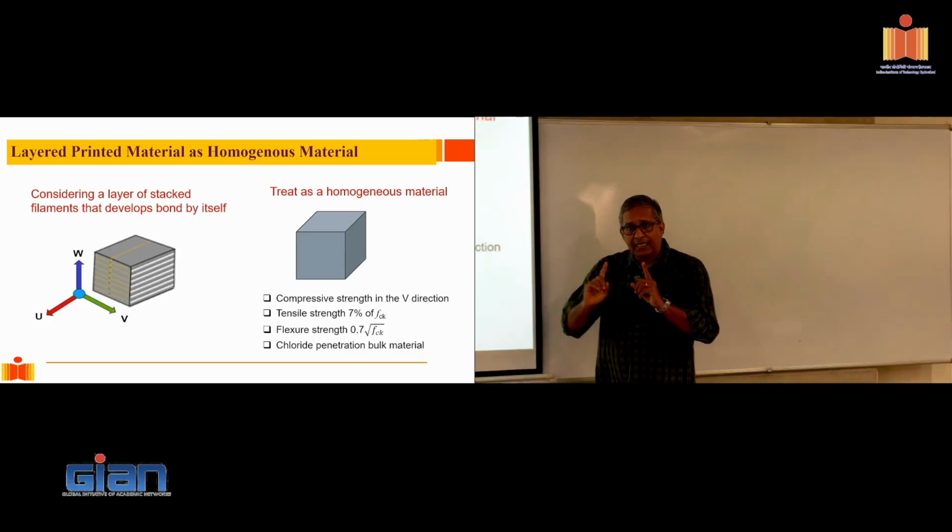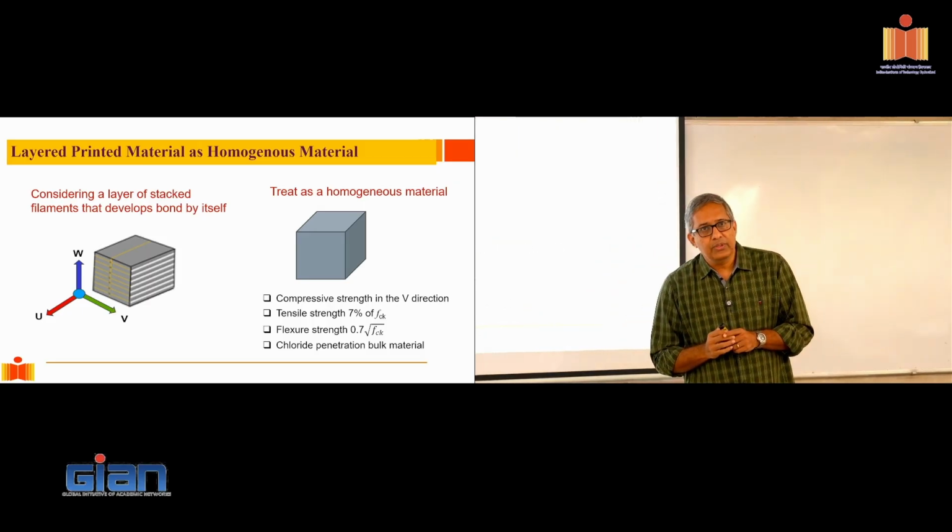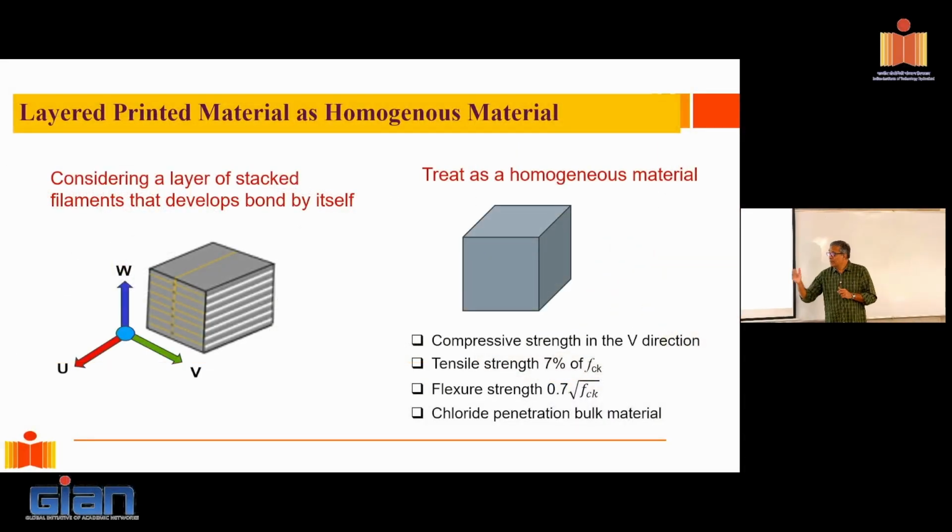So now, is it okay for me to design with this printed assembly as if it has compressive strength in the V direction, which is the weakest direction? So you have the printed filaments and you're getting the compressive strength in this direction here, where you're basically compressing perpendicular to the interfaces, right? I'm taking that as the compressive strength of the material.